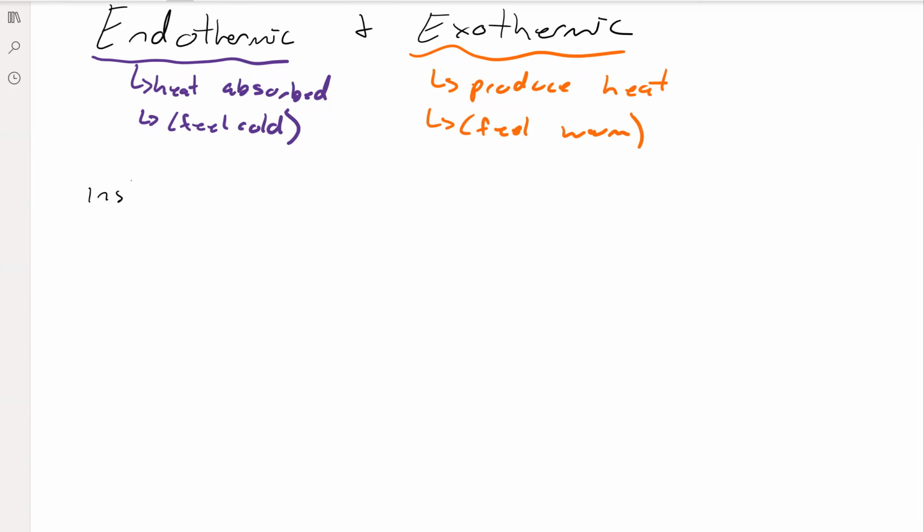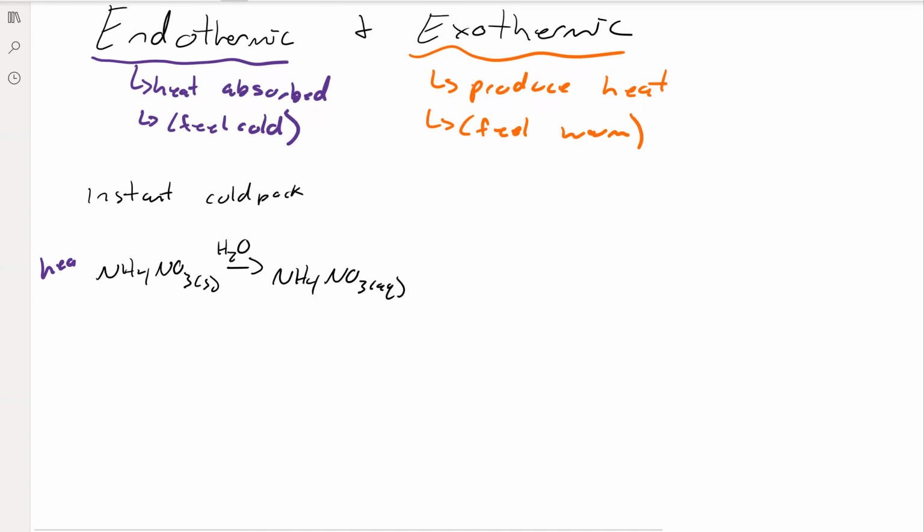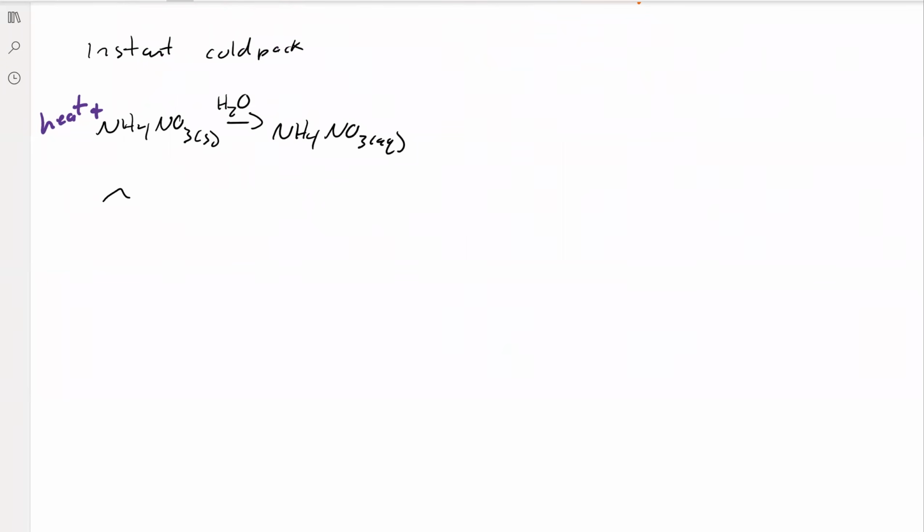So just some examples, an endothermic reaction would be something like an instant cold pack. And really all that is just ammonium nitrate being dissolved. So in this cold pack, you have some solid ammonium nitrate, and then there's water around it. Then you break it open, and then it becomes an aqueous solution. And that absorbs heat, right? So heat you can think of as a reactant. It's being absorbed.